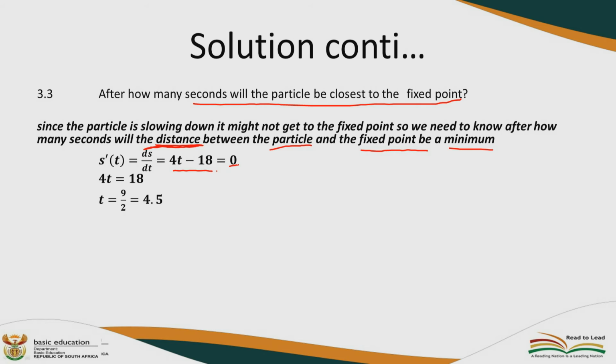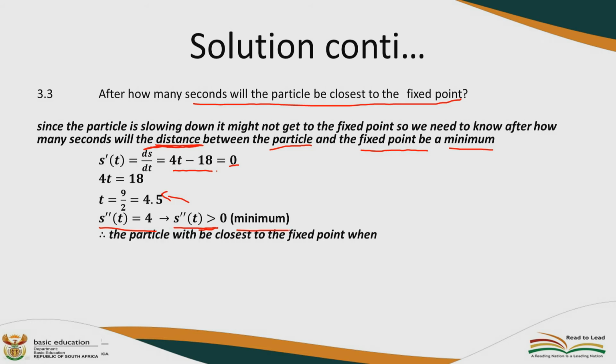All right, so we can check if really this time it's where we are going to have the minimum distance by taking the second derivative. If you take the second derivative, we are going to get the second derivative equal to 4, which tells us that the second derivative is greater than 0 at that particular point. So it means that you have a minimum. Therefore, we can say that the particle will be closest to the fixed point when t equals 4.5 seconds.